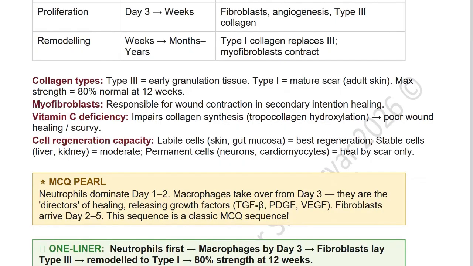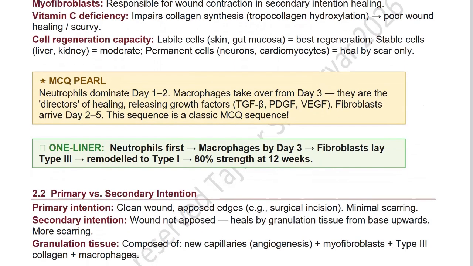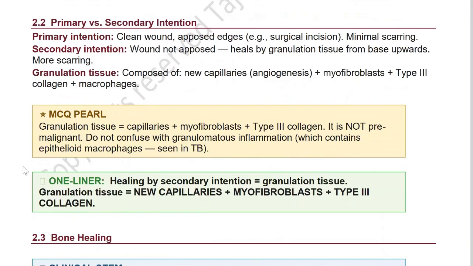Now let's talk about the MCQ part. So neutrophils will dominate day 1 to 2. Macrophages take over from day 3. They are the directors of healing, releasing growth factors like TGF-beta, PDGF, VEGF, all of these. Fibroblasts arrive day 2 to 5. The sequence is a classic MCQ sequence, okay? One-liners, neutrophils first, then macrophages, then fibroblasts, and they lay down collagen 3, then it turns into collagen 1, and 80% strength at 12 weeks, okay?